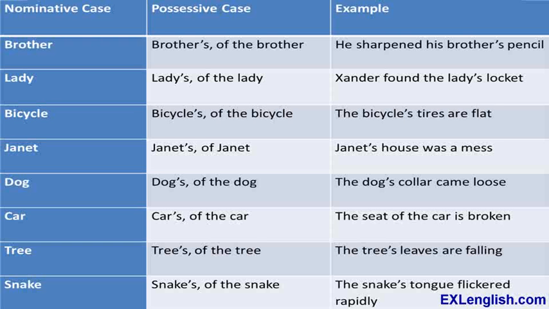Dog. Dog's, of the dog. The dog's collar came loose. Car. Car's, of the car. The seat of the car is broken. Tree. Tree's, of the tree. The tree's leaves are falling. Snake. Snake's, of the snake. The snake's tongue flickered rapidly.